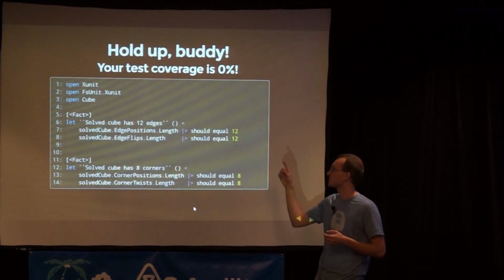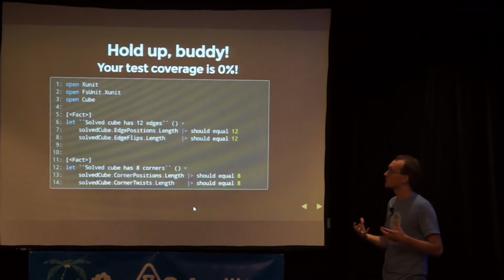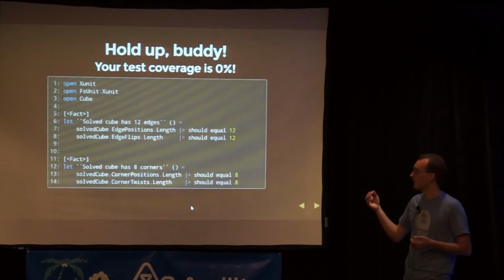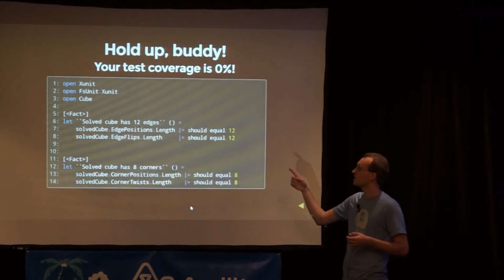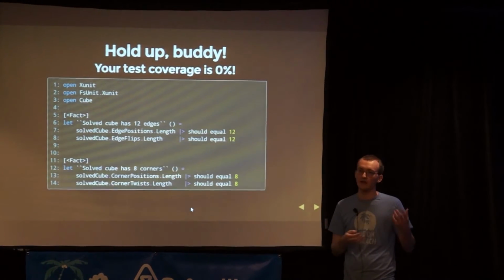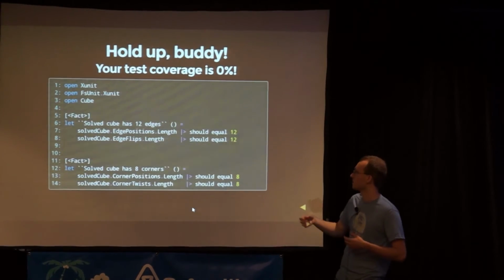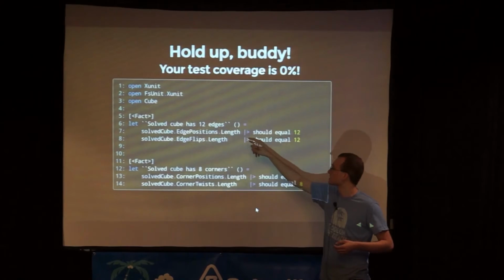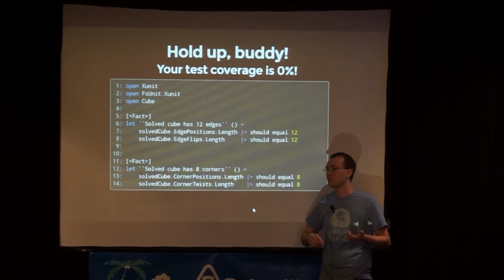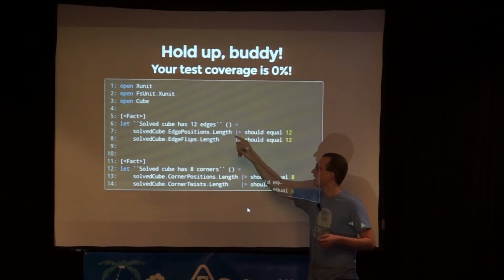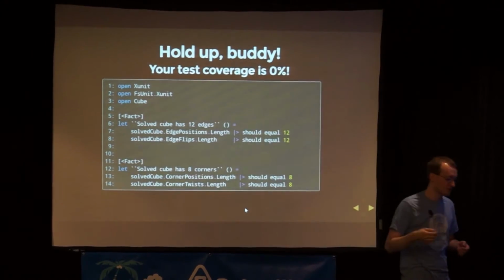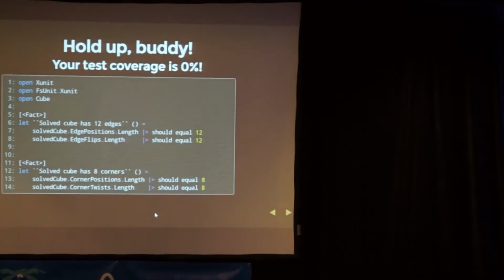I'm just checking to make sure that the solved cube or any cube has 12 edges and 8 corners. So we have this little project called FSUnit, which is a wrapper around things like NUnit and XUnit and whatnot, in which case we get this nice little should equal syntax. And don't worry about these pipes. Basically all they're doing is saying apply the function on the right to the stuff on the left. But we won't see too much of that as we go.